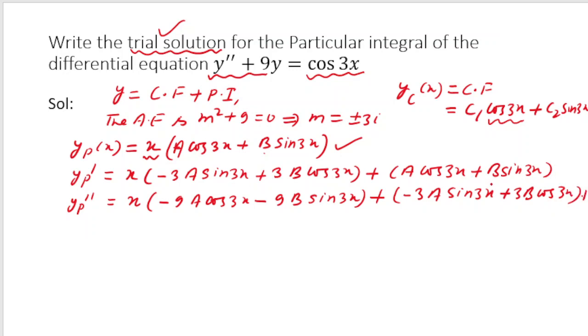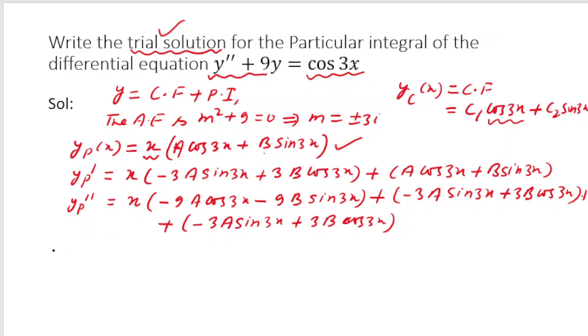And now I have to differentiate this also. So plus minus 3a sin 3x and plus 3b cos 3x. So once we differentiated, now substitute it in the original equation. So y double dash, let me change the color for better visibility.